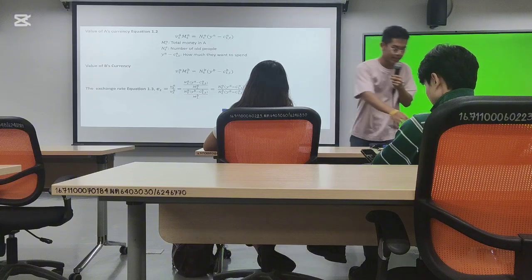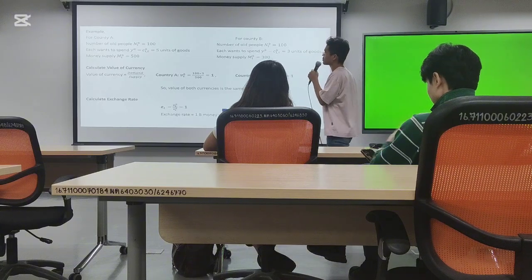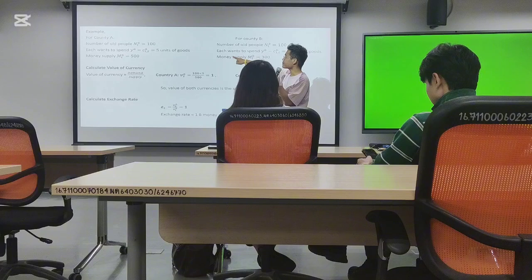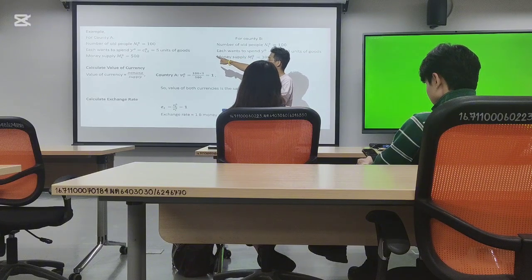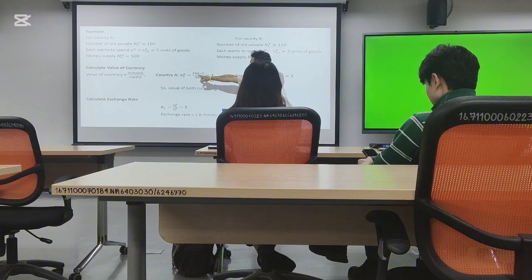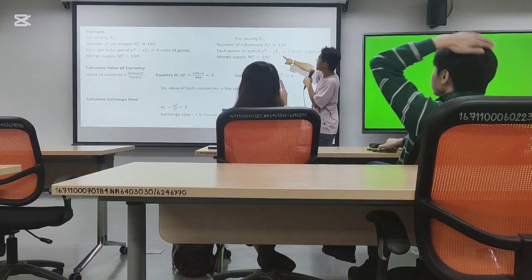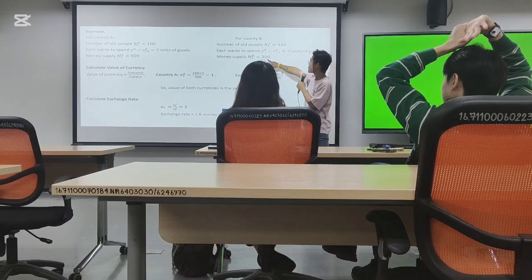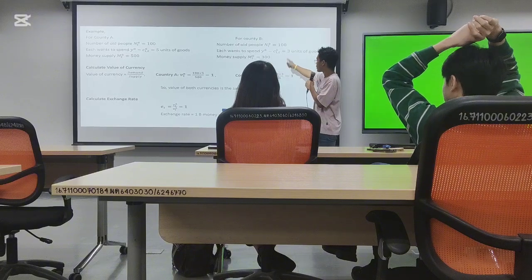So okay, how do we decide which currency is the most valuable? Let's say for country A, the population is 100 people, and they each want to spend 5 units of goods, and their total country money supply is 500. When we calculate it, we get 1. For country B, the population is also 100, and they want to spend 3 units of goods, with a money supply of 300. When they calculate it, also 1.